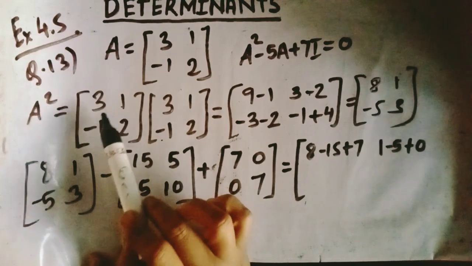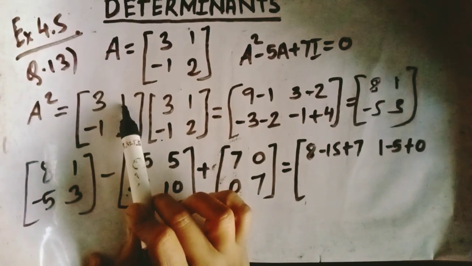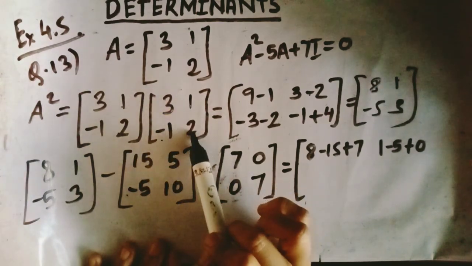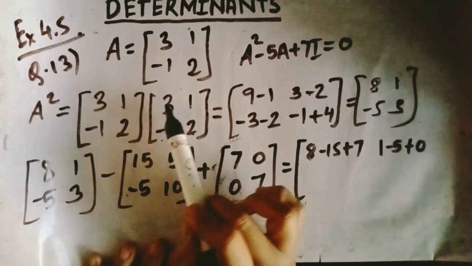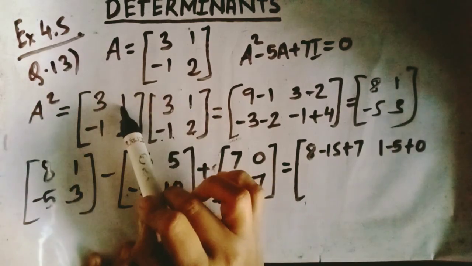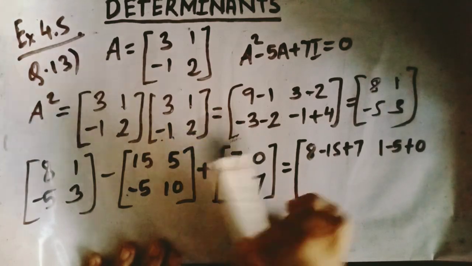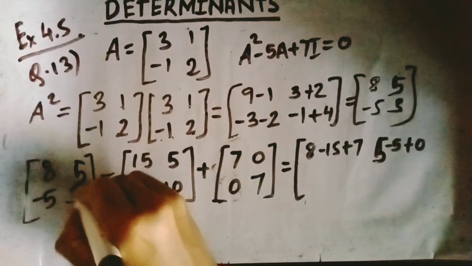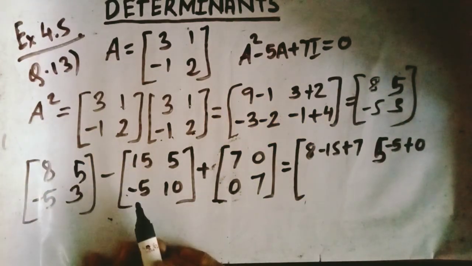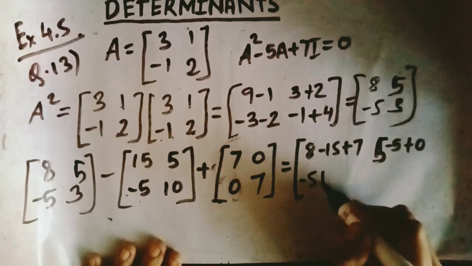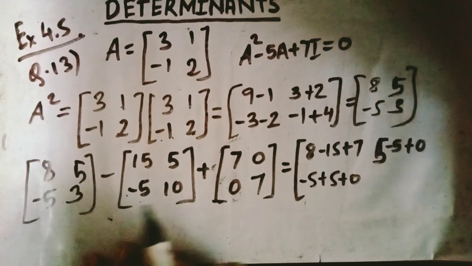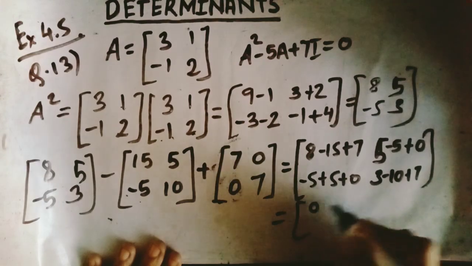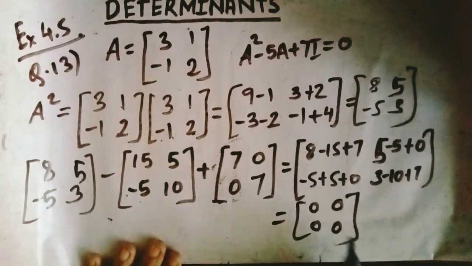This is 5, I think. Three ones are 3, 2 plus 2 is 5. Okay, so this will be 5. Then minus 5 plus 5, 0. 3 minus 10 plus 7. So this comes to the 0 matrix. Okay, so we have proved this.